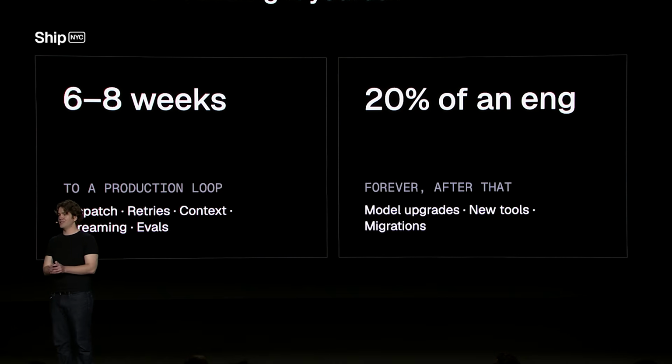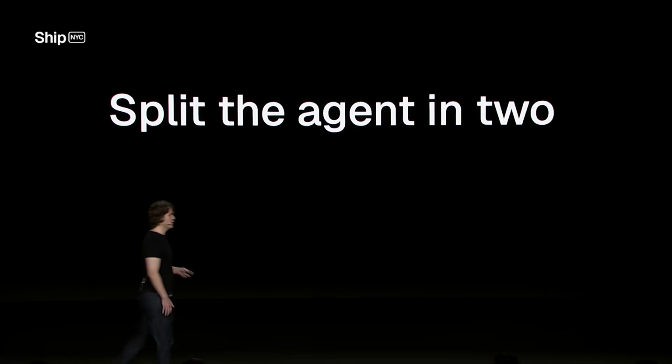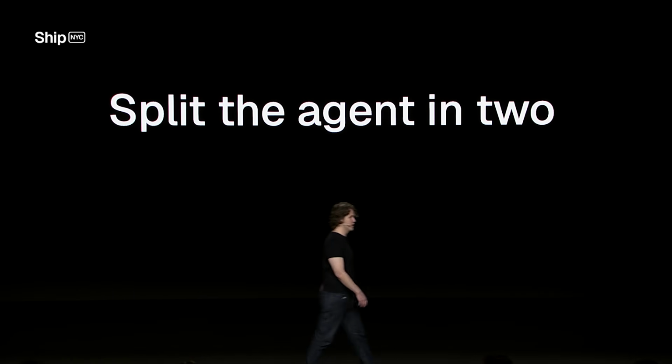And once all this is done, we're hearing from our users that you might need 20% or more of an engineer to just keep the thing rolling. Model upgrades, generally new tools that are coming out, and just keeping your agents up to date with the latest and greatest.